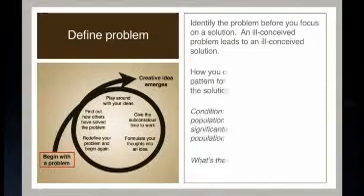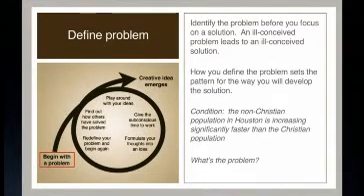Now, it doesn't sound like a problem. Sometimes it's not. You go into a dark room. The way you've always solved the problem before is you flip on the light switch. It's not always a problem. But sometimes it is. Because if you define the problem wrongly, then it's going to set you off in the wrong direction to try and find the answer. How you define the problem sets the pattern for the way you will develop the solution.